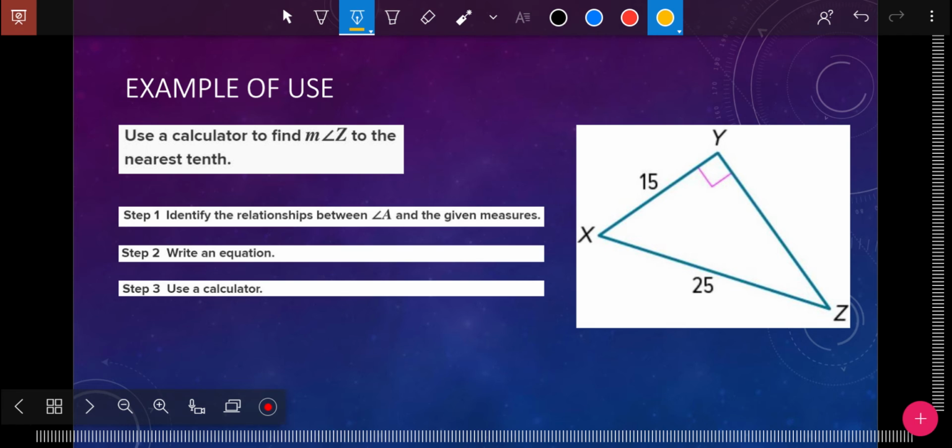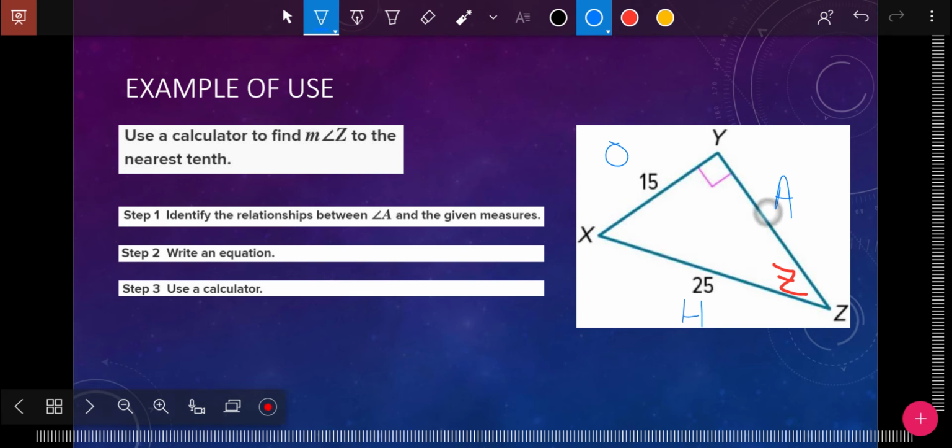So it says use a calculator to find the measure of angle Z. And so this angle down here is Z. That's what I'm trying to find. Now I'm going to label the sides. The side opposite the 90 is the hypotenuse. Opposite of the angle, so this is the angle here, all the way opposite of it is the opposite, which makes this the adjacent.